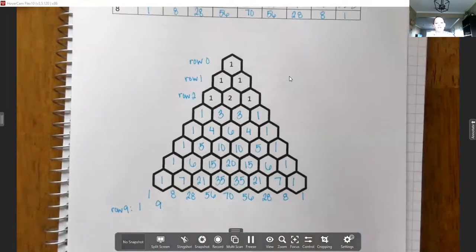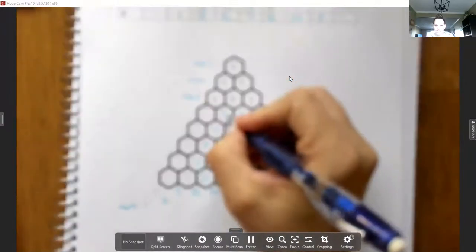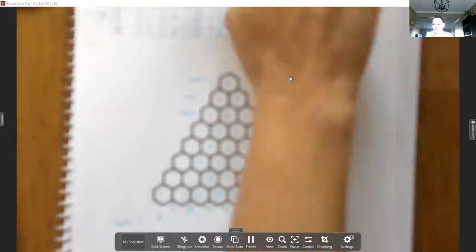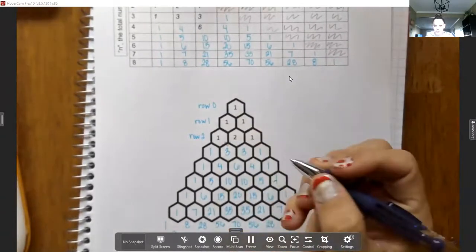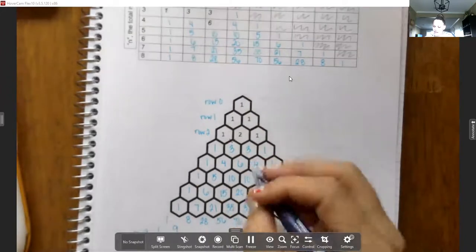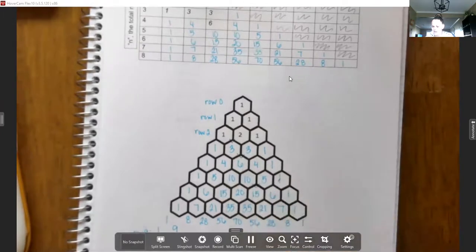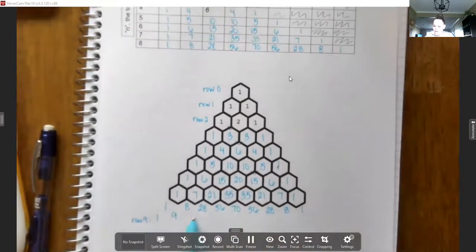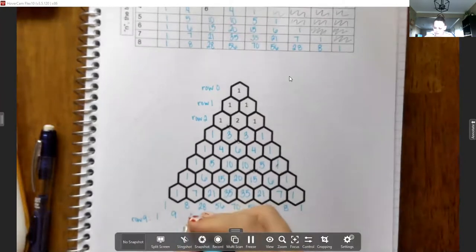So the pattern to fill this in is you add the 2 above it. So like right here, this 3 is from 1 plus 2. This 6 right here is 3 plus 3. This 15 is 10 plus 5. So you're always adding the 2 numbers above it. So like right here, this 9 comes from 1 plus 8. This number after the 9, we're going to add 8 and 28. So this would be 36.